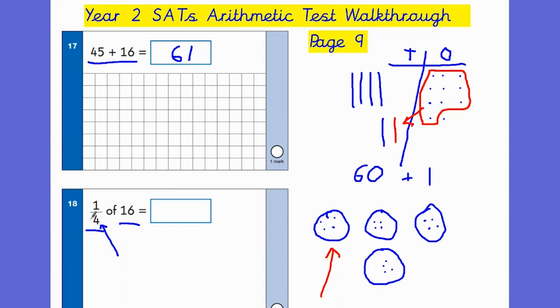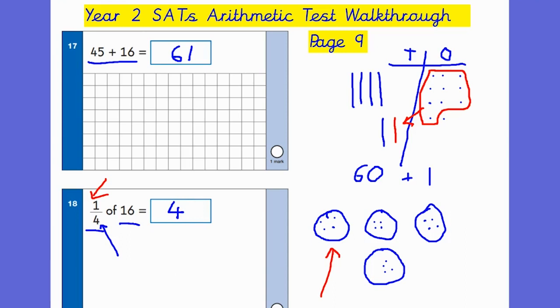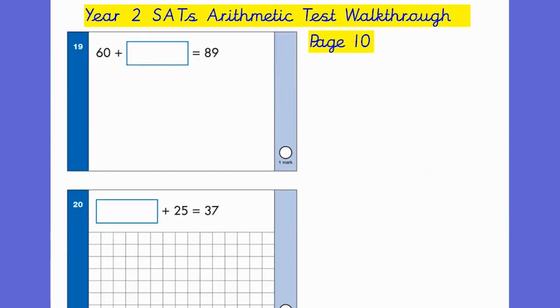So four there tells me how many groups I need to draw. And this number tells me, the numerator, how many groups I need to count. On this occasion, I just need 1/4, which is 1, 2, 3, 4. So the answer, therefore, is going to be 4. Okay, moving on. Okay, so page 10 of the test, 19 and 20.